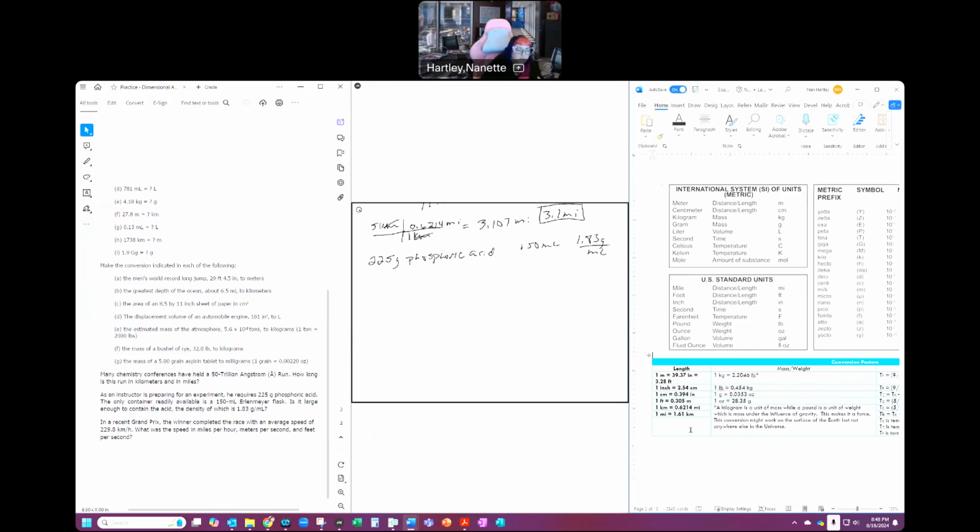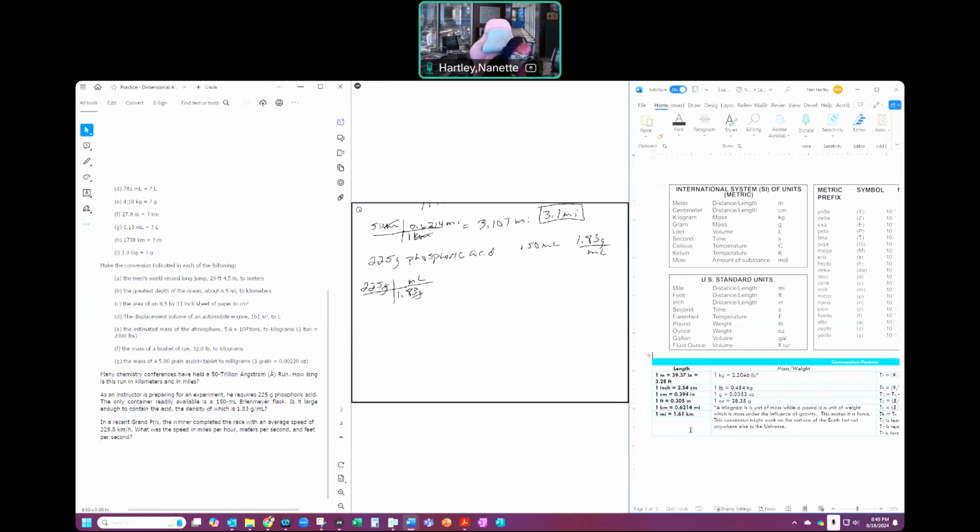I know that I want to contain 225 grams, so I'm going to start with that. Again, I start with what I have been told. And it's grams. I know that this thing is 1.83 grams per milliliter. That's the density of that material. So that gets me out of grams and into milliliters. I'm now in milliliters. I want to know how many milliliters that is to compare it to the 150 milliliter Erlenmeyer flask. So I do this math.